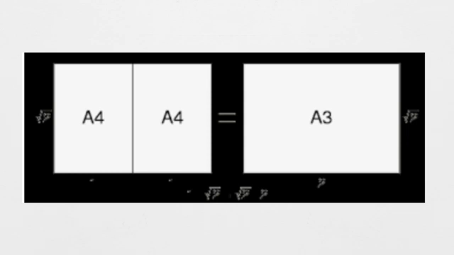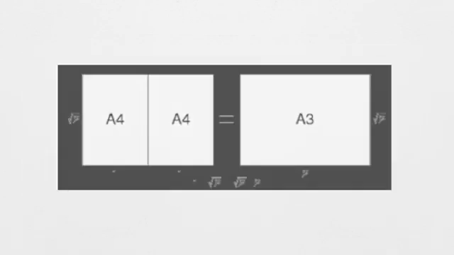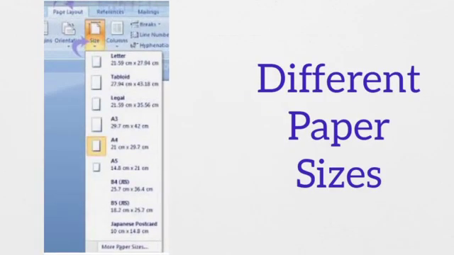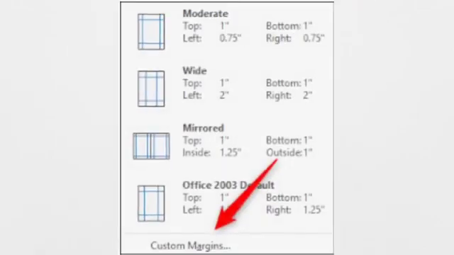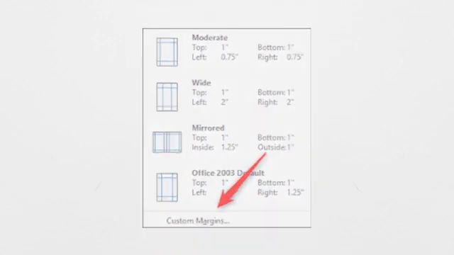Clear? By default here you can see A4 size is selected, sometimes letter is there. To change the paper size, again go to the page layout tab. There is page setup group, and there is a margin option. Go to the custom margin. You will see a dialog box will appear.